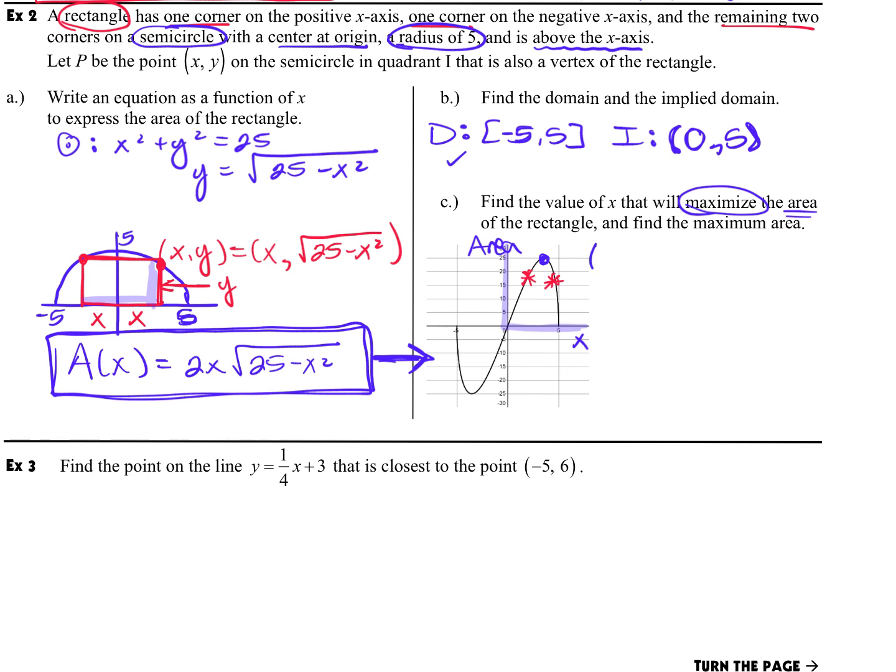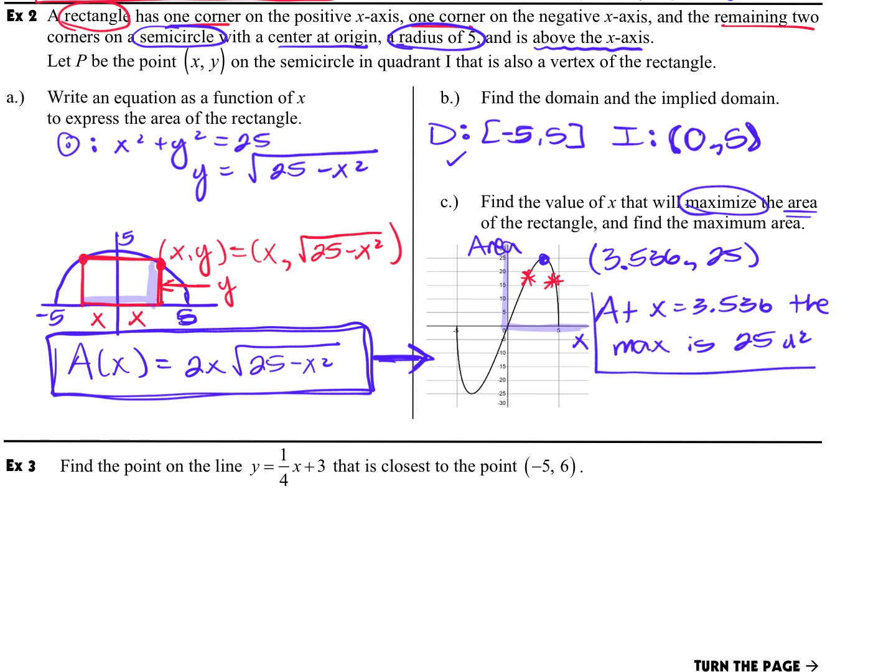It's going to give you the ordered pair, and we're going to go to 3 decimal places, 3.536, 25. So we're going to say at x equal 3.536, the max area is 25 units squared. And that's that answer. Okay?